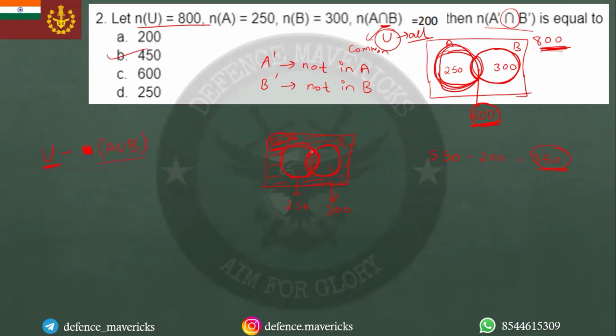अच्छा ध्यान रखना कि ये जो इंटरसेक्शन है ना ये बीच में नहीं आ रहा है कि ये तो वैसे भी A कॉम्प्लीमेंट का भी पार्ट नहीं है, B कॉम्प्लीमेंट का भी पार्ट नहीं है. दिस इज नॉट पार्ट ऑफ A कॉम्प्लीमेंट because this is inside A ना.